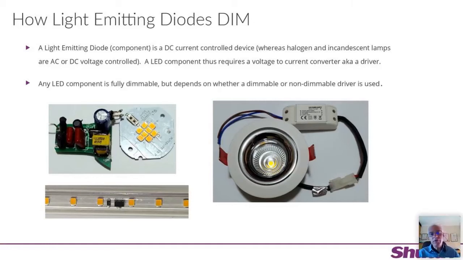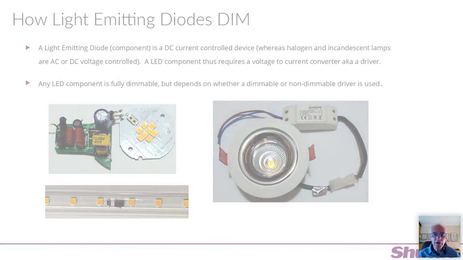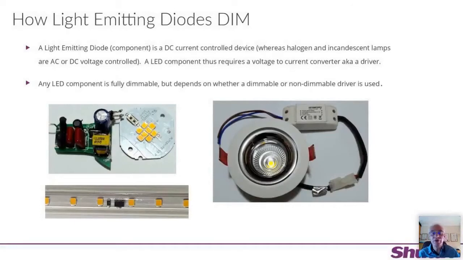Right, so firstly, we start with how does a light emitting diode dim? Now, I'm talking about the actual component here. So, light emitting diode, as you can see there, it's those yellow components. Those are actually electronic parts. It's not a light. It's actually an electronic part, and it gives out light as a side function, essentially, from an electronic point of view. So those components are controlled with a constant current. It requires a DC current.